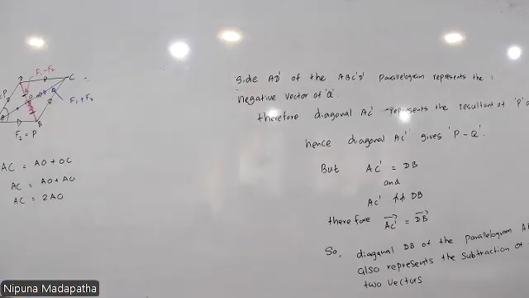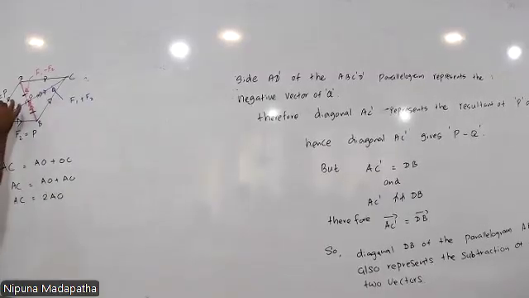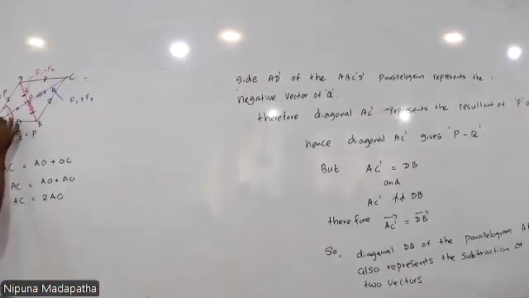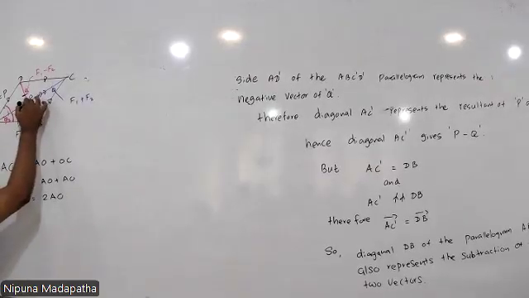Now, what can you say about this angle? What is the value of this angle? The diagonal AC also bisects the angle theta, right? So this angle is half of theta. This is theta over 2. This angle is 90.